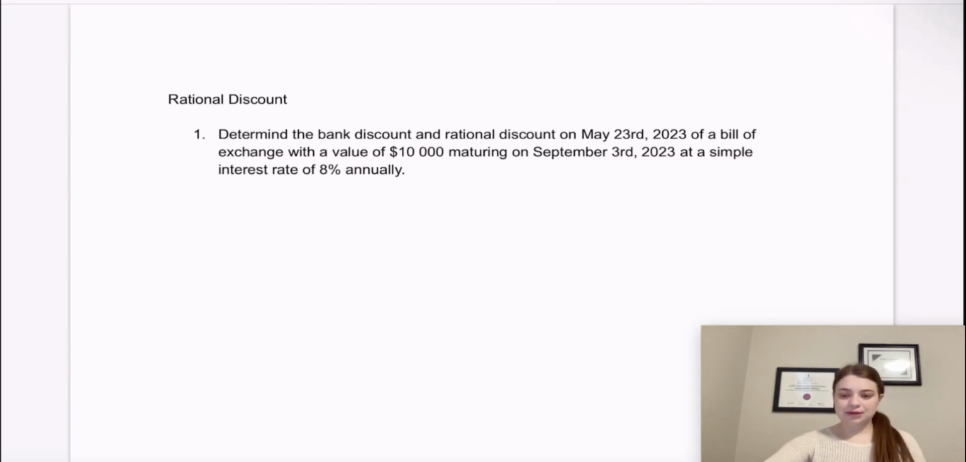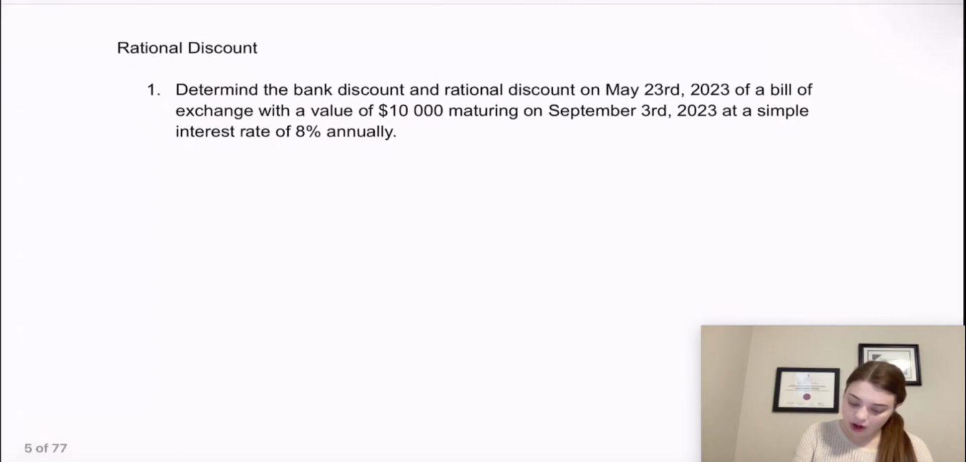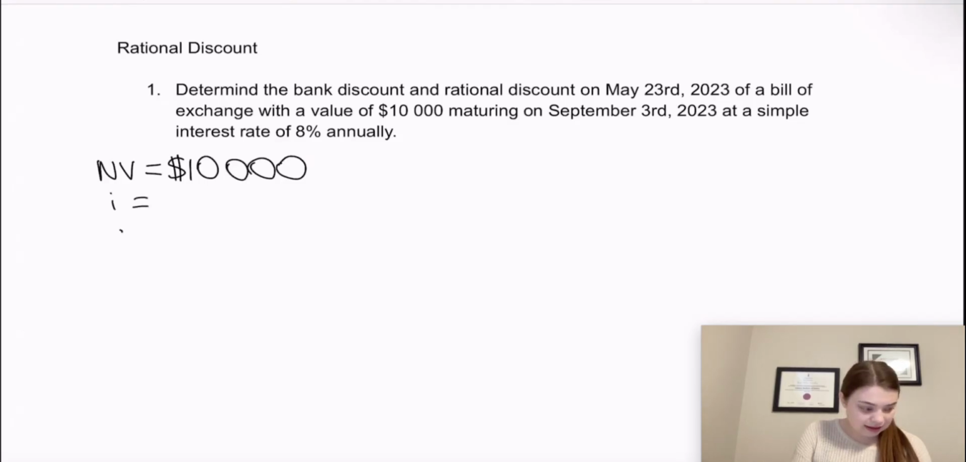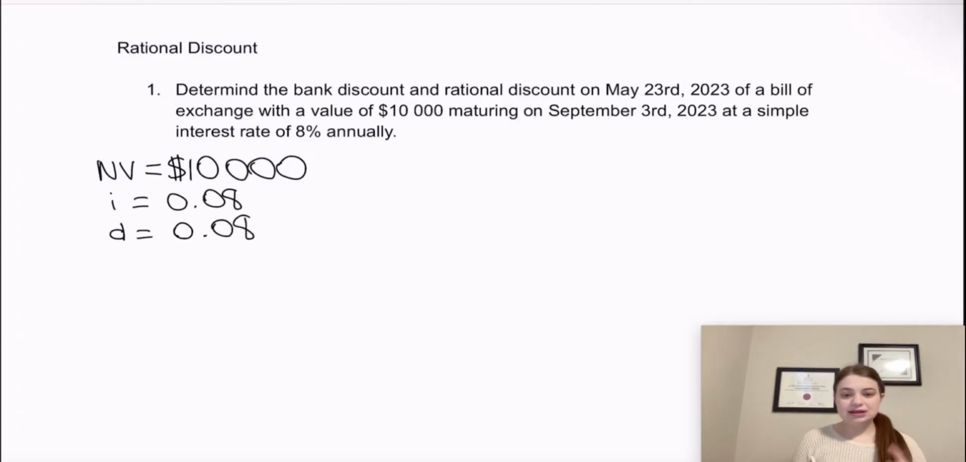All right, so first thing I'm going to do is write down the things we know. First of all, we know that the nominal value here, NV for nominal value, is $10,000. We also know that the interest rate and the discount rate are both 8%. So, I'm just going to put that in decimal form, 0.08. And then the next thing that we don't know exactly, but we can figure out pretty easily, is the number of days. So n is going to, in this case, be our number of days.